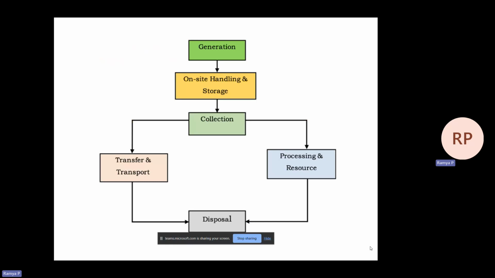Once after handling and storage in a particular place, it has to be moved to the transfer station, the collection junction, where all the solid waste will be dumped in the particular collection station. Once it is in the collection station, it has two ways. First, it goes for transfer and transportation. It takes a long transfer. If it is unwanted waste, then it will be disposed directly. Or if the waste consists of any byproducts which can be extracted or recycled, then it will be moved to the processing and resource recovery unit.